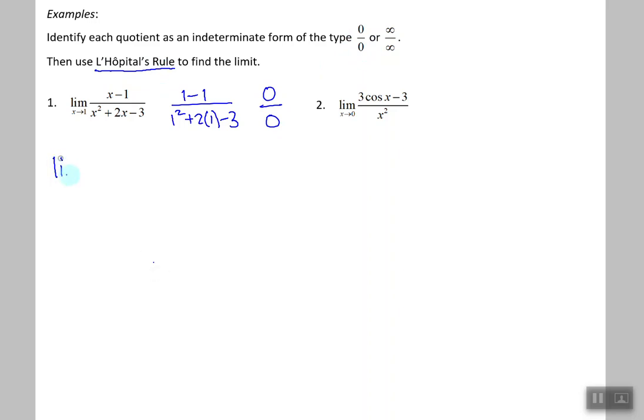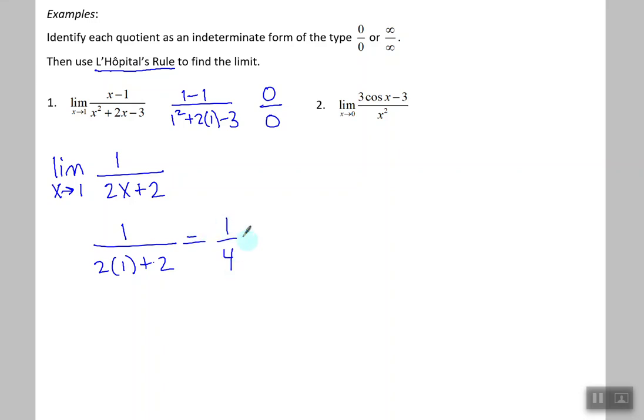So L'Hopital's rule says that this limit will be equivalent to the limit, as x approaches 1, of the derivative of the numerator, which is 1, over the derivative of the denominator, which is 2x plus 2. Now I try direct substitution again, 1 over 2 times 1 plus 2, and that makes 1/4. That is a value. I have found a limit.